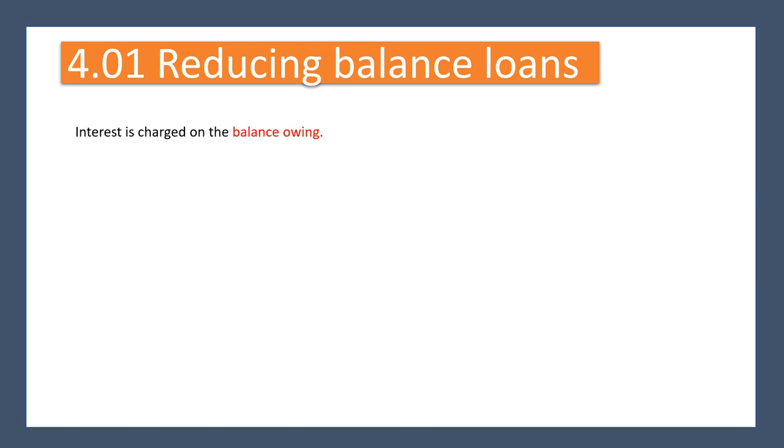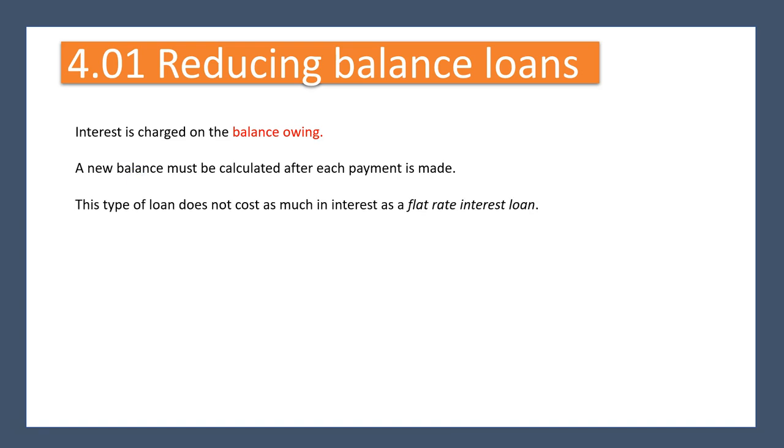So you can see there, like I've just said, that interest is only charged on the balance owing. Balance. What is balance? Balance means the amount that you owe. The amount that you owe is your balance. So that means that every time a payment is made, we must calculate another balance, a new balance. So you're going to see balance come up over and over again.